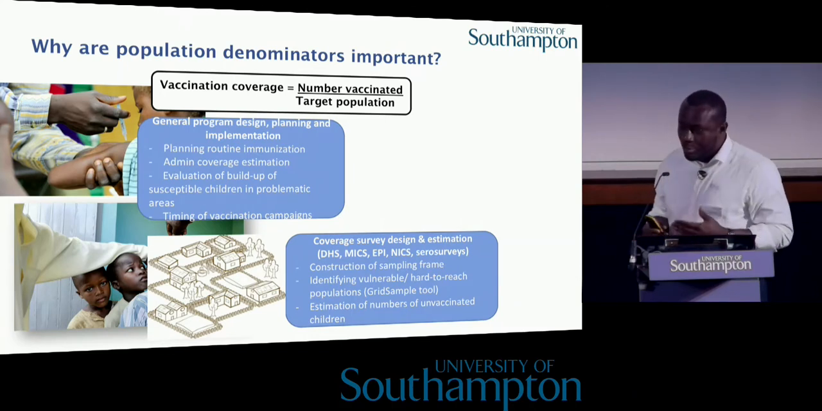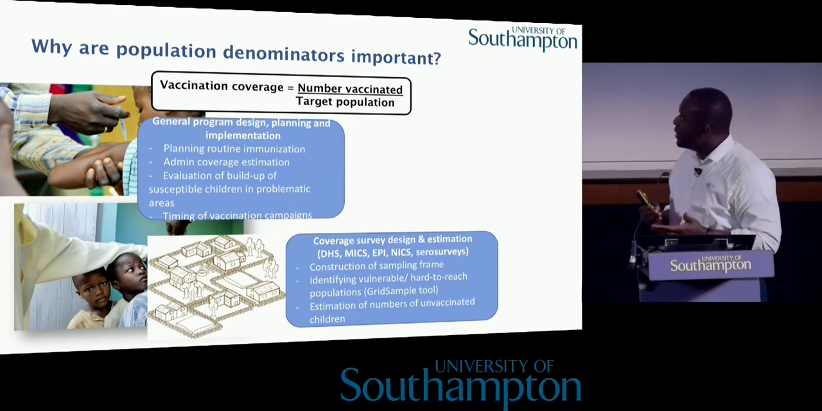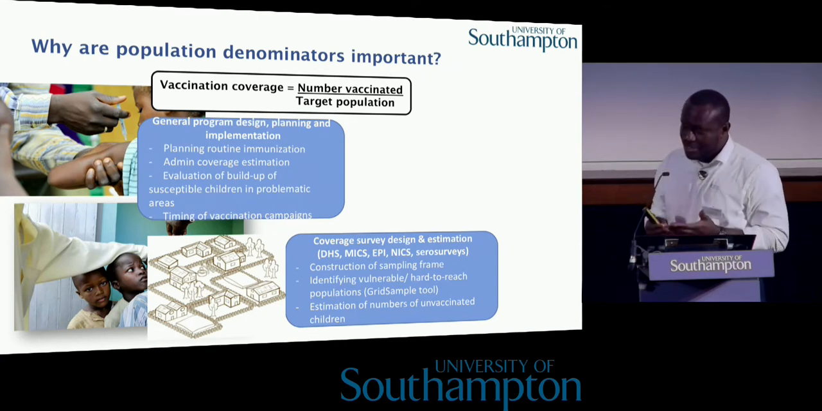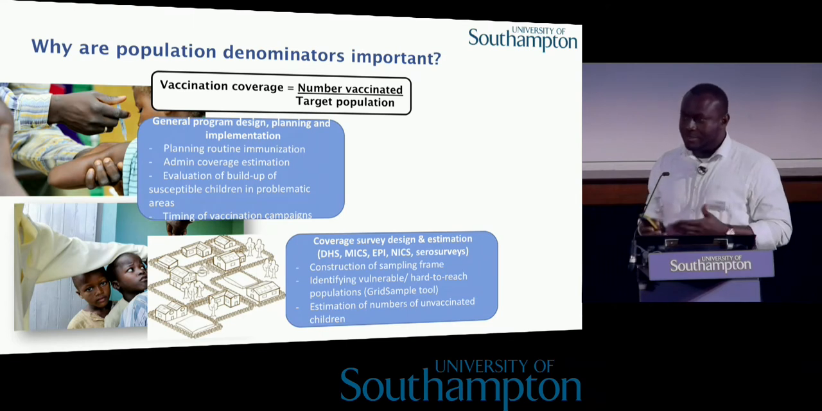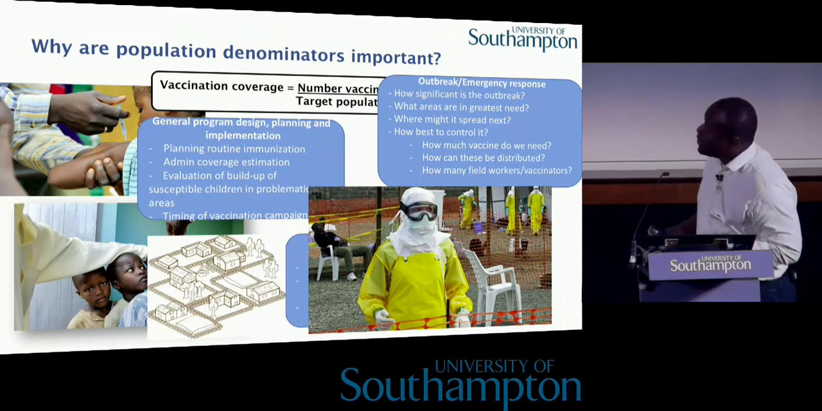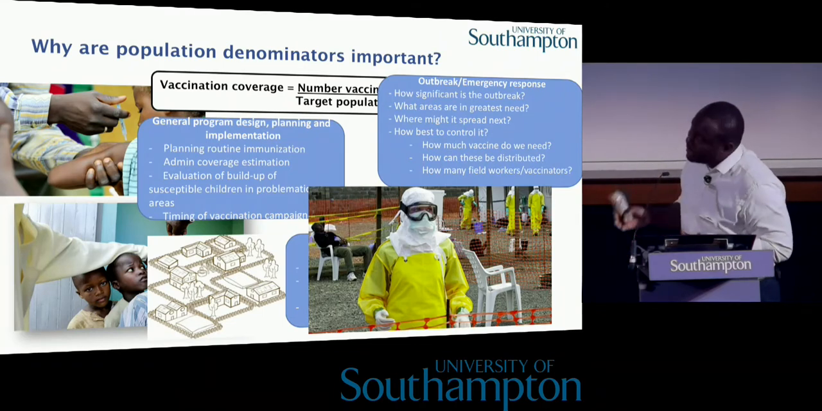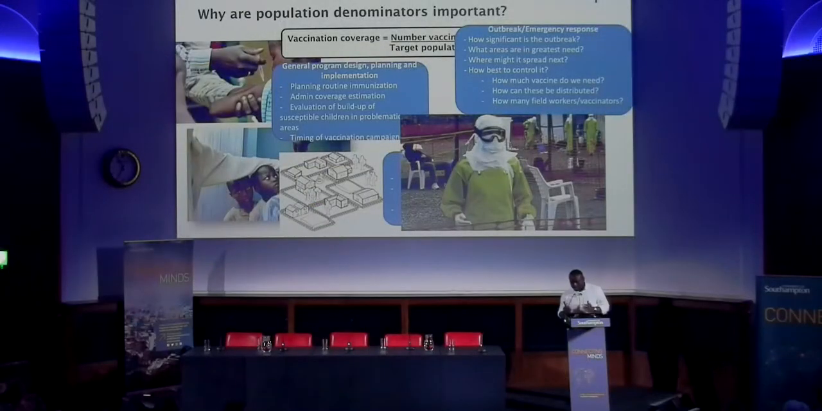And of course, when we have estimates of vaccination coverage, we need accurate population data to be able to estimate numbers of unvaccinated children. So if there is an outbreak in a country like DRC, for example, we need accurate population data to determine how significant that outbreak is. We need to know what numbers of children are affected by the outbreak.